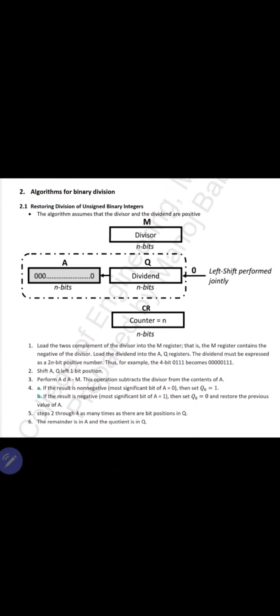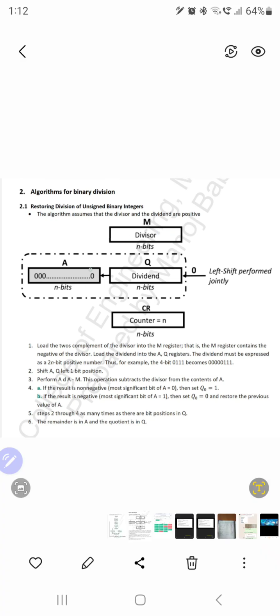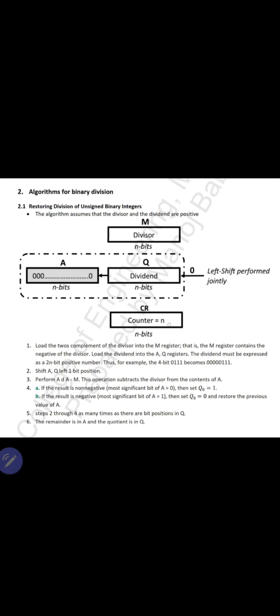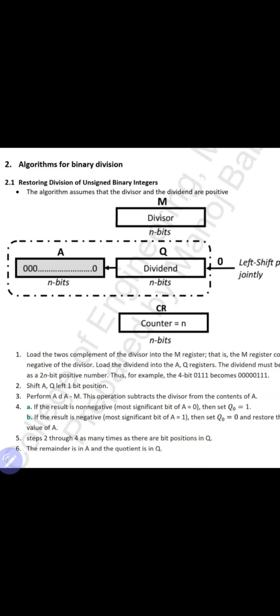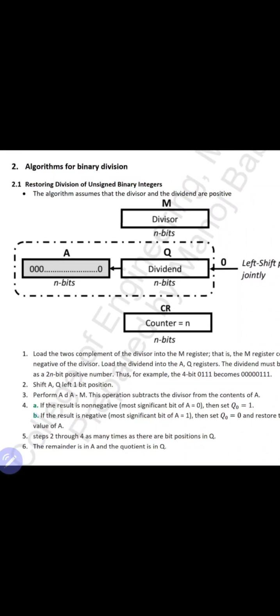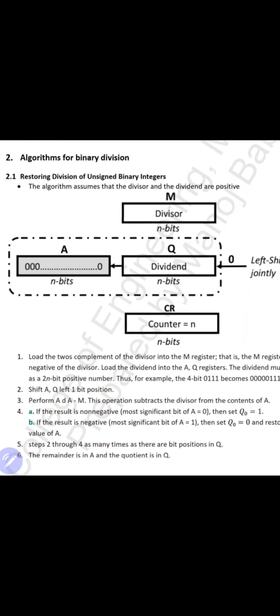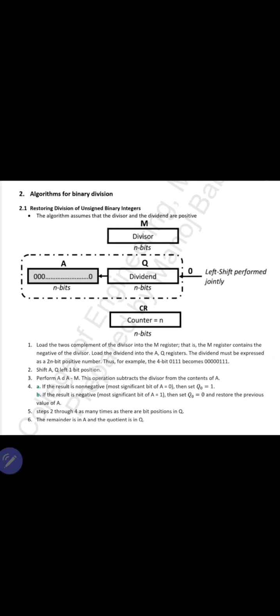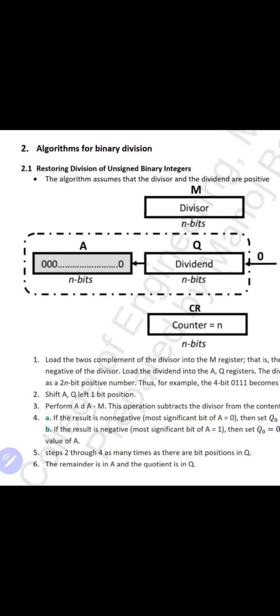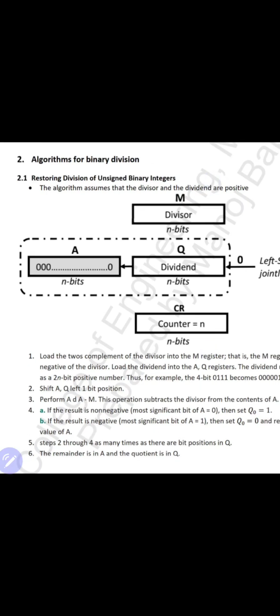There are four registers: the M register, the A register, the Q register and the CR register, that is the count register. The M register saves the divisor of the problem, and the A register and Q register combined save the dividend. The dividend will be of 2n bits. The dividend should be greater and the divisor lesser, so if the divisor is 4 bits, the dividend should be 8 bits. This 8 bits can be stored using the A register and Q register.